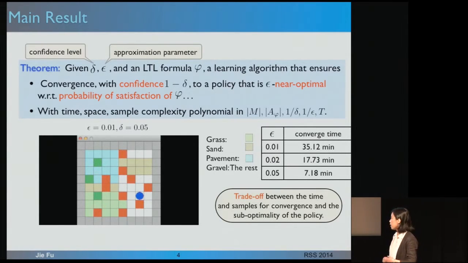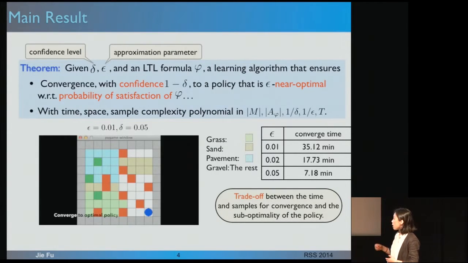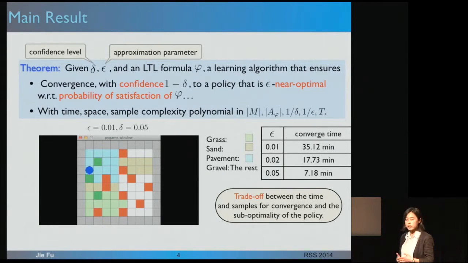for this task. As you see, after all regions are known, the robot converges to the optimal policy and makes the best action at each grid. And with this uncertainty in its movement, it tries to maximize the probability of satisfying the task to visit R1, R2, and R3 while avoiding all the red cells. So we can actually modify the parameters to make a trade-off between the convergence time and the suboptimality of your policy.